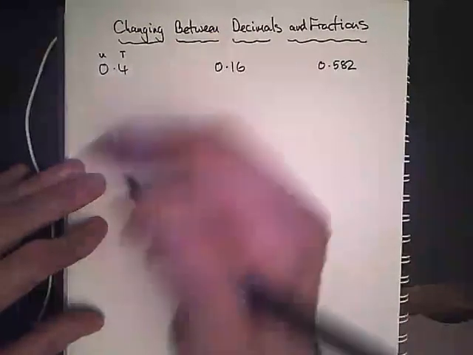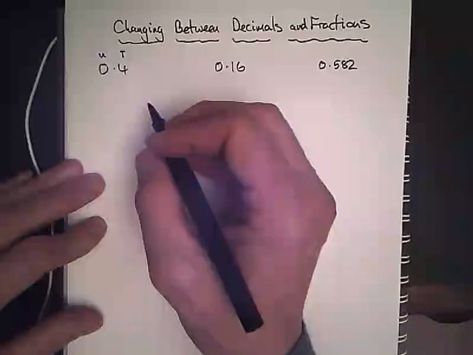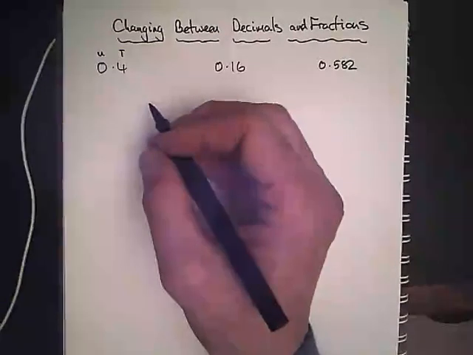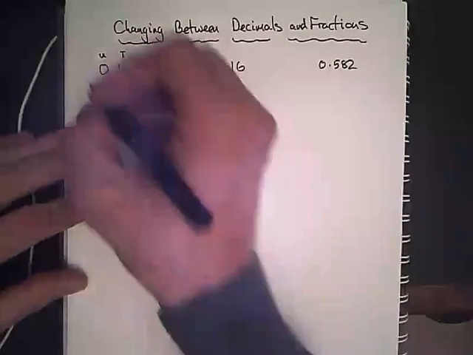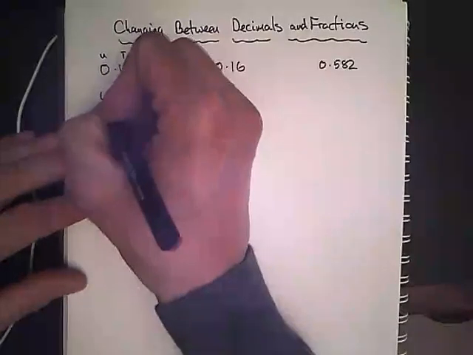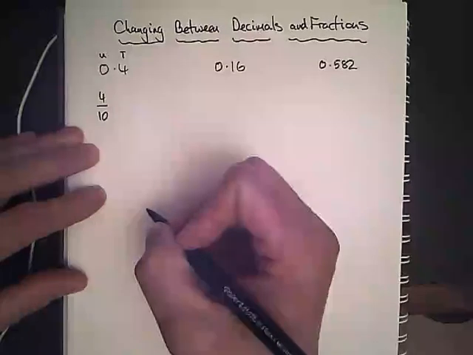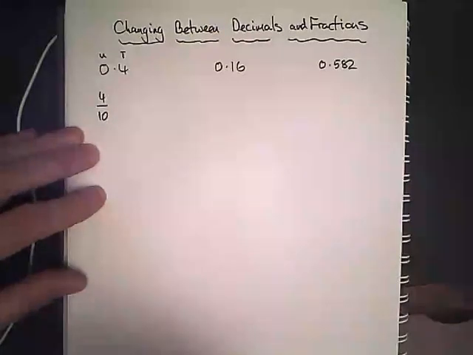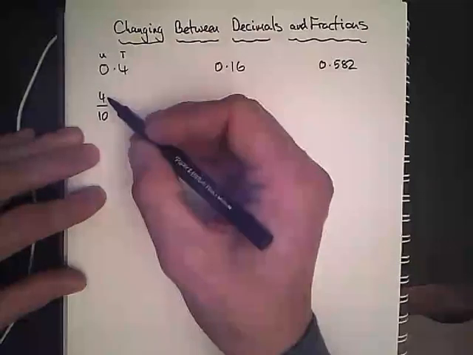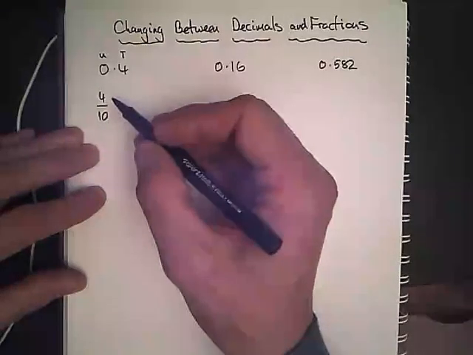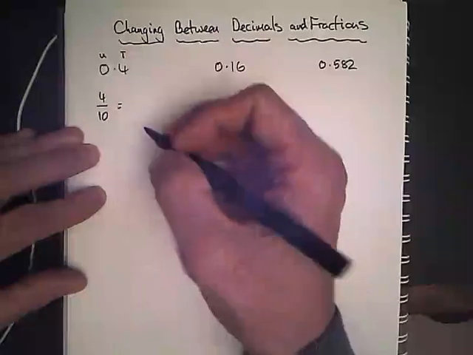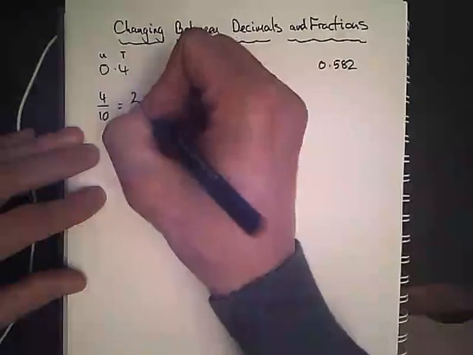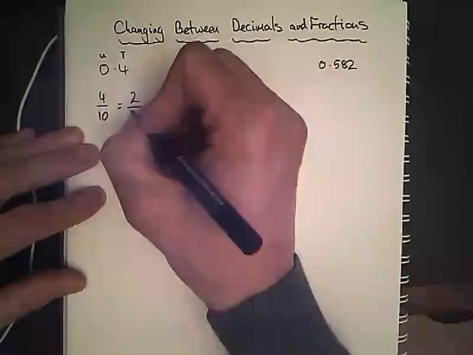Now, if we've got 1/10, we write it as 1/10. But in this case, we've got 4/10. So we are going to write this as 4/10. Now, can we simplify it? Because if we can simplify it, that's exactly what we want to do. I can divide the top number and the bottom number by 2 because they're both even. So if I divide the top number by 2, I get 2. And if I divide the bottom number by 2, I get 5.